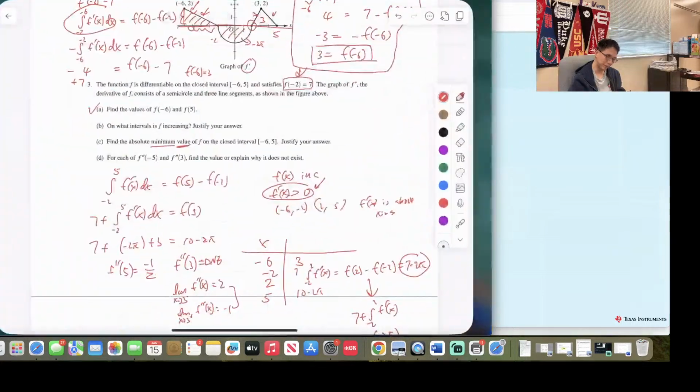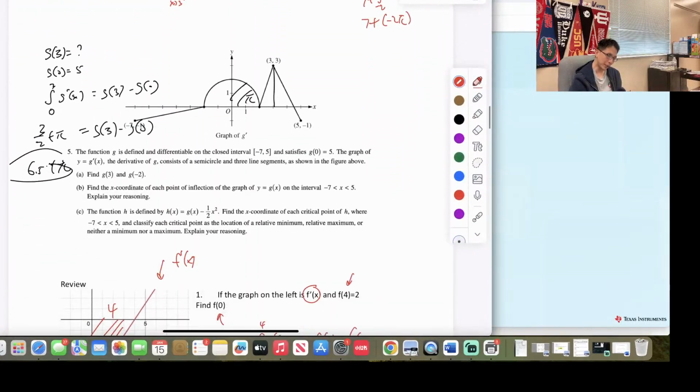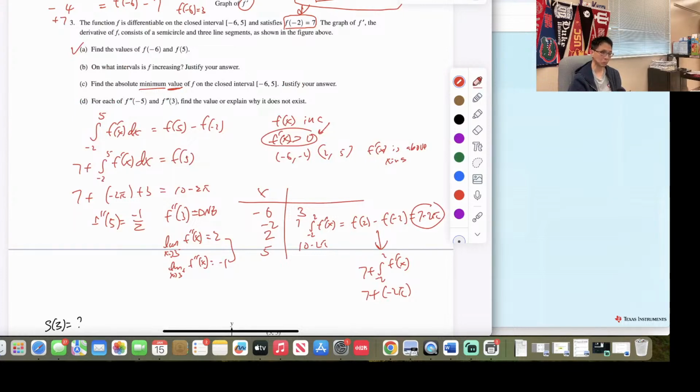Is that okay? Now let's look at this question. Yep. I don't understand the answer for C.